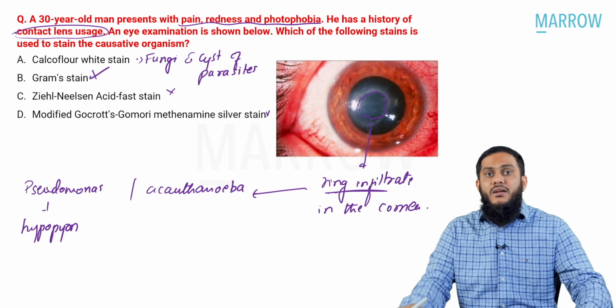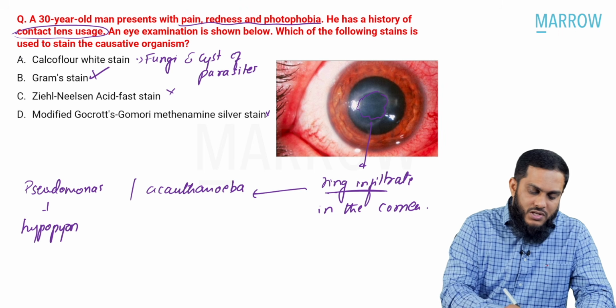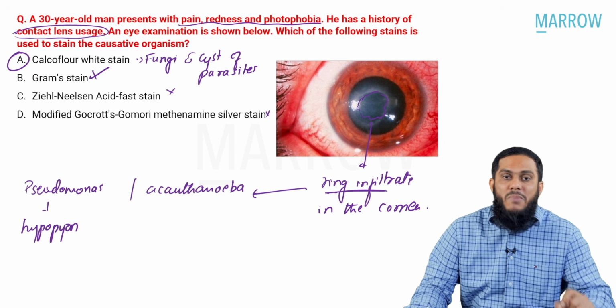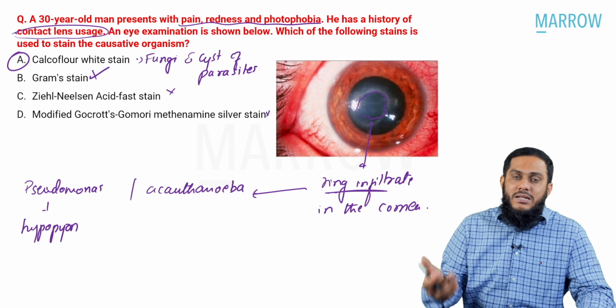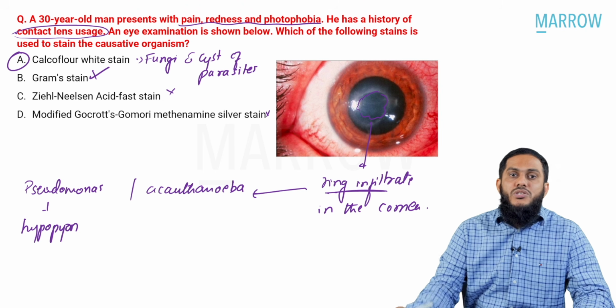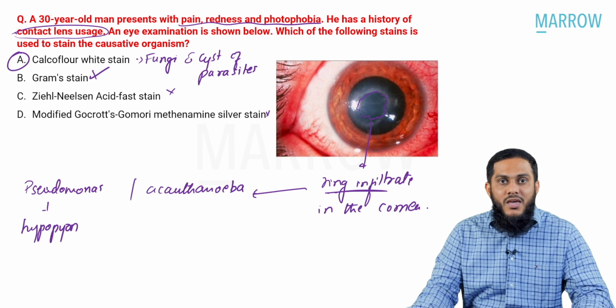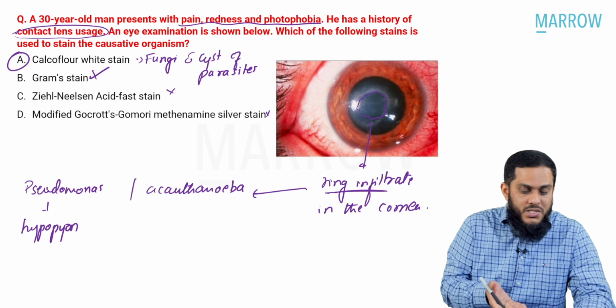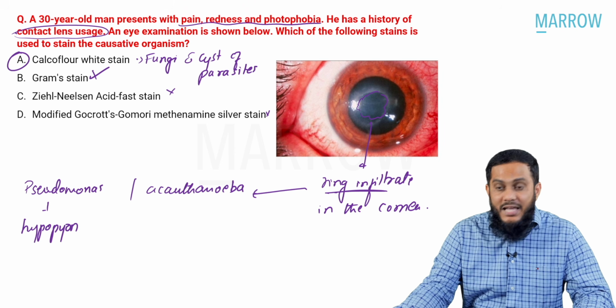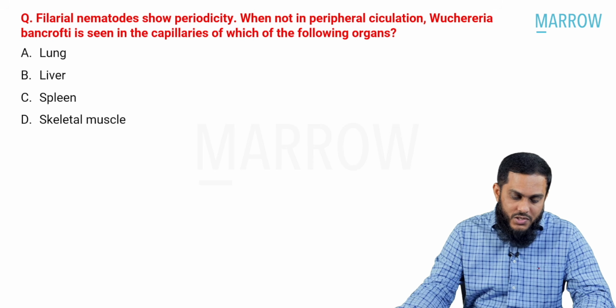Acanthamoeba being a parasite, it has a trophozoite and a cyst. Calcofluor is used to stain fungi and also the cysts of parasites. So the cyst of Acanthamoeba can be stained with calcofluor. Other options are not suitable for Acanthamoeba. If it would have been Pseudomonas, I would have gone with gram stain because it is a bacteria. The ring infiltrate tells us it is Acanthamoeba. Hope you have understood. So, next question.